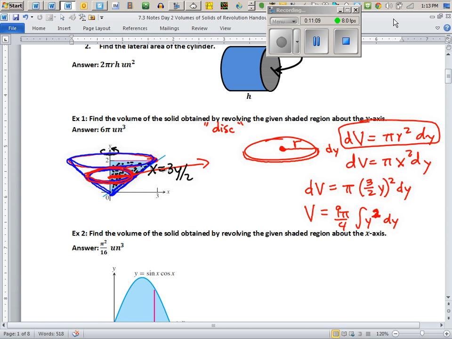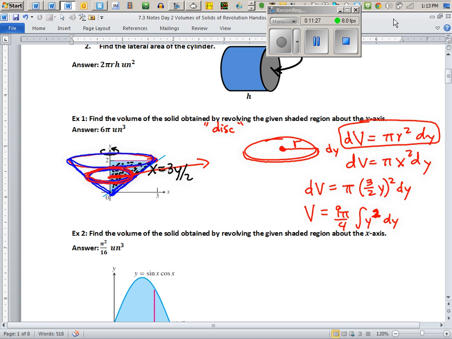So I'm integrating. I've already squared the 3/2. I've already squared the y. I've already pulled the pi out. But I'm integrating this to collect them all, you see. Integrate means to combine, or to sum them up, add them up. So this is going to be a very simple integral, and I just need limits of integration.